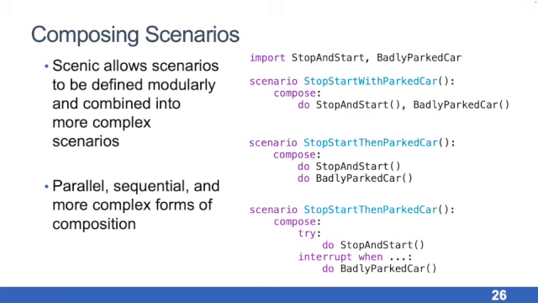I'm not showing it here, but these scenarios can also take parameters like behaviors. So you could say, create 3 instances of the stop and start scenario where the delay in the stopping and starting is different in each of the 3 copies. It's easy to do that.